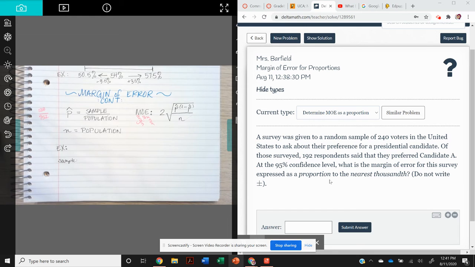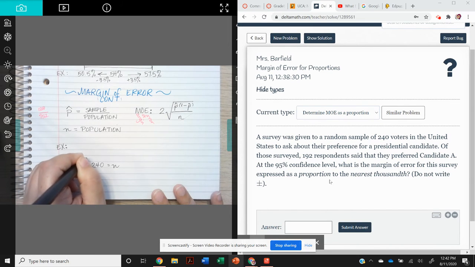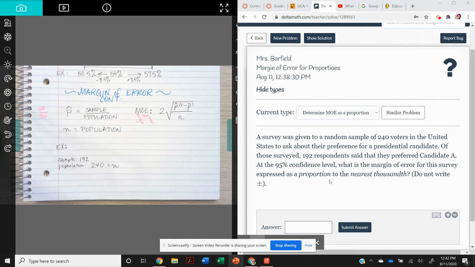Right now, that's my sample and my population. Even then, these are probably not the best words to use because I'm obviously not talking to every single voter in the United States. But right now, I've got this population of 240 people. This is also going to be my N, so it serves two purposes. And my sample, I've got 192 people that I'm working with. It says at the 95% confidence level, what is the margin of error for this survey expressed as a proportion to the nearest 1,000?